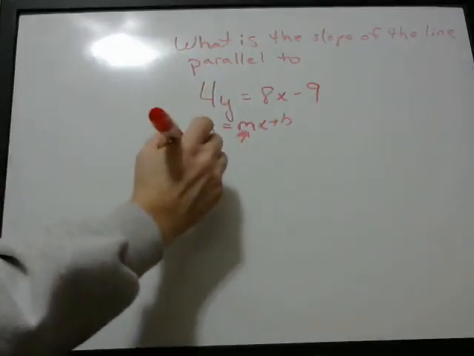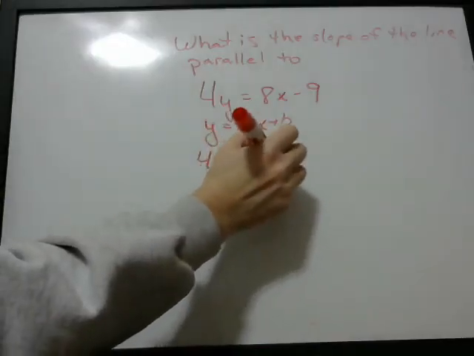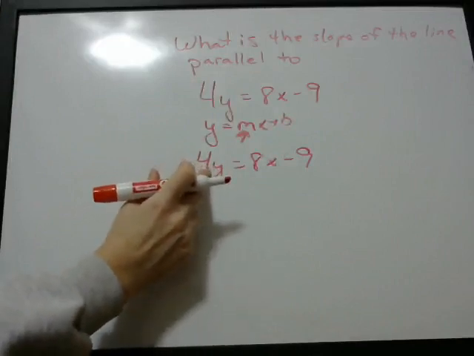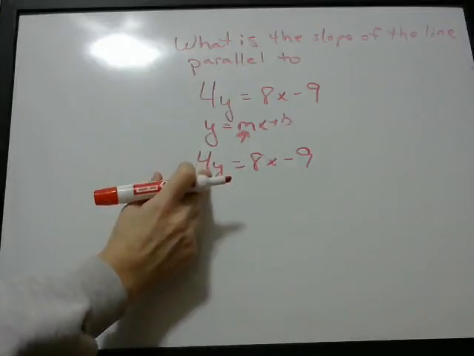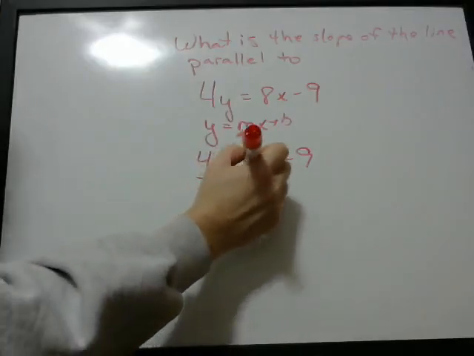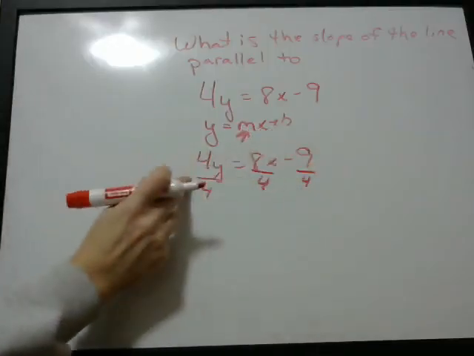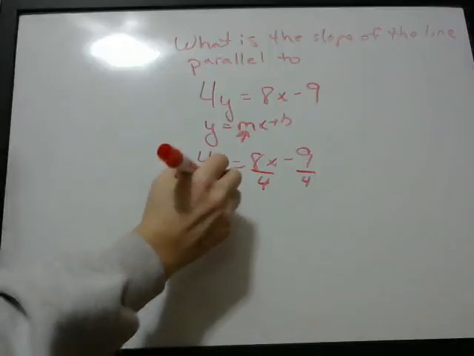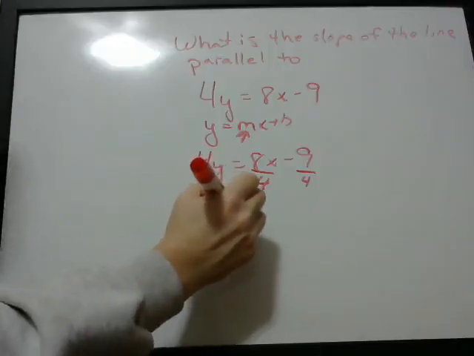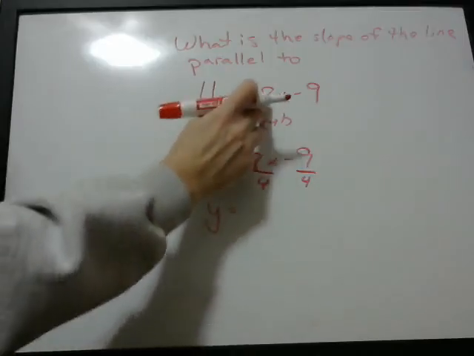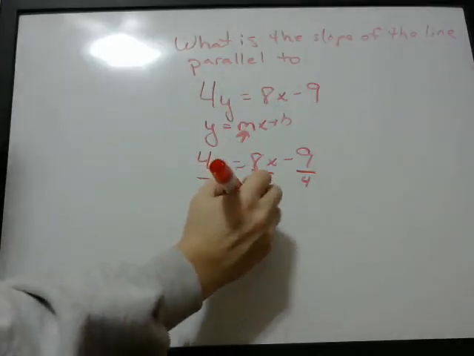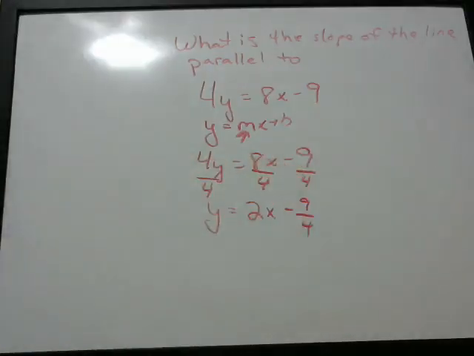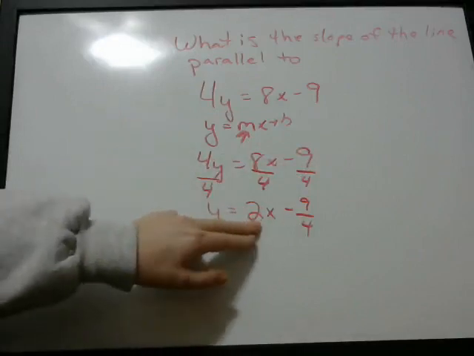So how do we get y by itself? We have 4y equals 8x minus 9. We want to get rid of this 4. This is 4 times y, so to get rid of the 4 we do the opposite, which means we divide by 4. We have to divide each element by 4, because if we're going to divide by 4 on this side, we have to divide by 4 on this side. So 4 divided by 4 is just 1, so we can just write y. 8 divided by 4 is 2, so we have 2x minus 9/4.